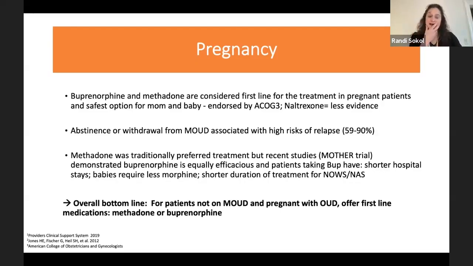It used to be thought that methadone was the gold standard in pregnancy, but there was a huge trial, called the MOTHER trial, that compared buprenorphine to methadone, and it basically showed that patients who are taking buprenorphine, their babies end up having shorter hospital stays and require less morphine, and they require a shorter duration of treatment for neonatal opiate withdrawal syndrome. So essentially, both methadone and buprenorphine are considered gold standard and should be offered as first-line medications to pregnant patients.